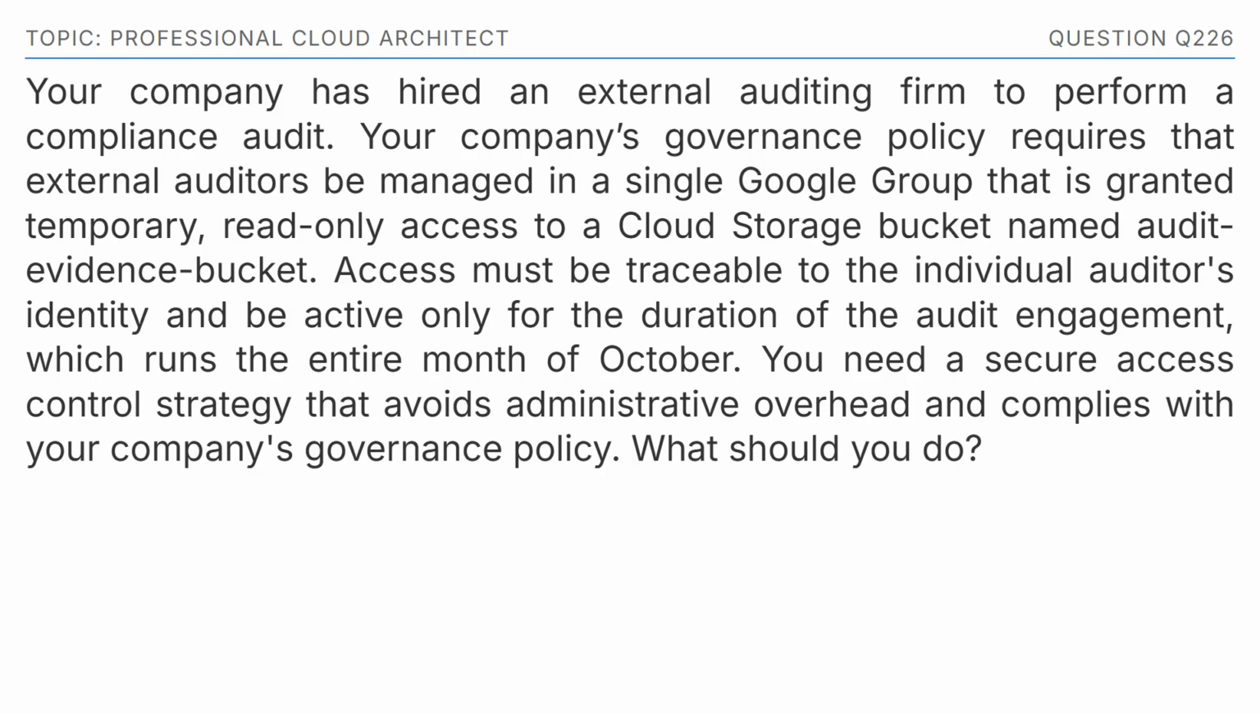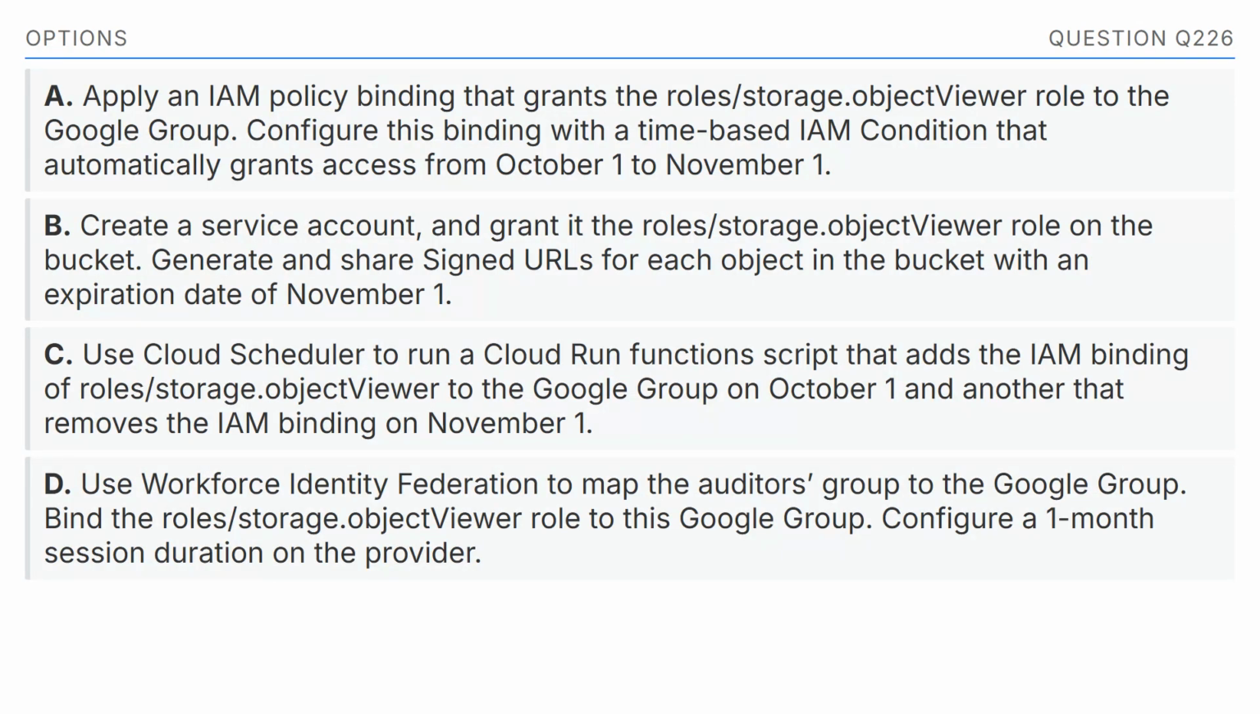You need a secure access control strategy that avoids administrative overhead and complies with your company's governance policy. What should you do? The options are: Option A, apply an IAM policy binding that grants the roles/storage.object-viewer role to the Google group. Configure this binding with a time-based IAM condition that automatically grants access from October 1st to November 1st.